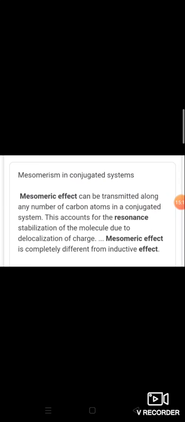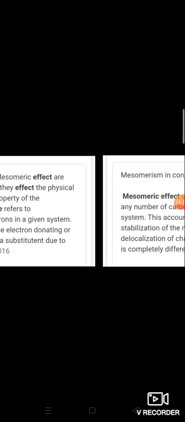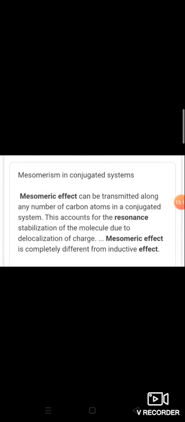Electrometric effect. This is a temporary effect which involves the complete transference of the shared pair of electrons to either of the two atoms linked by a multiple bond on the demand of the attacking reagent. It is a positive electrometric effect when the electron transfer takes place towards the attacking reagent, and a negative electrometric effect when the electron transference takes place away from the attacking reagent.